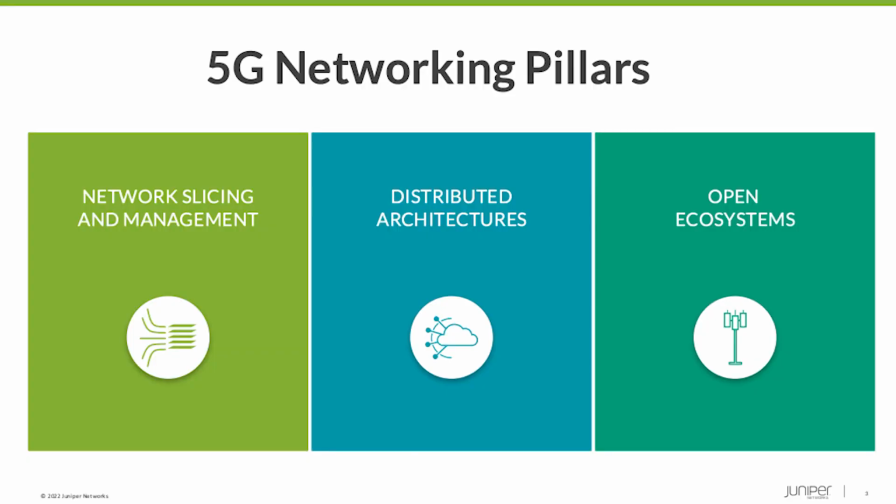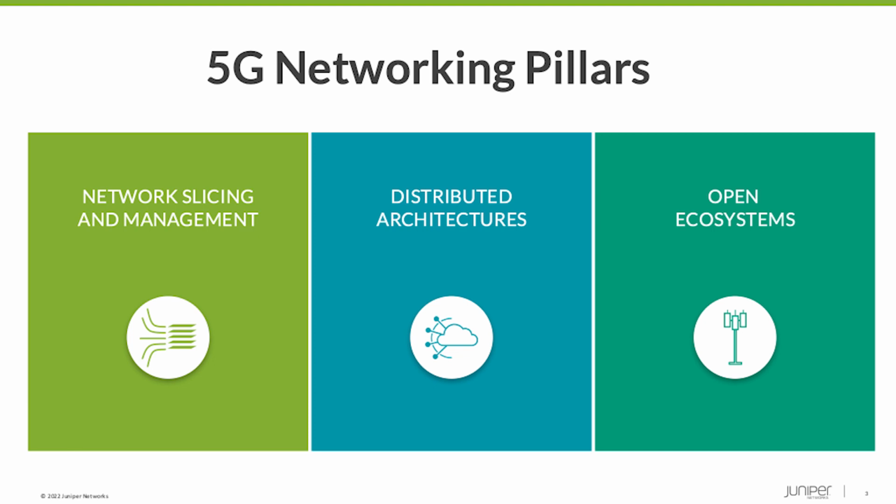The second is distributed architecture. Because of 5G densification, the architecture of how the mobile networks are designed is changing, creating thousands of mini edge clouds, which act as aggregation points. And distribution of these mini edge clouds and their management and orchestration is a big challenge.